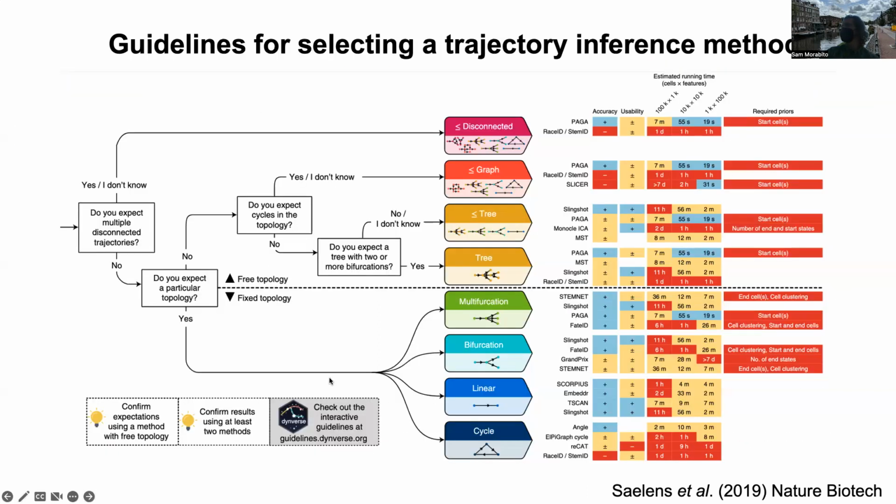What is free and fixed topology? The fixed topology would be like linear, cycle, bifurcation, and then the free topology allows any connections in the graph.